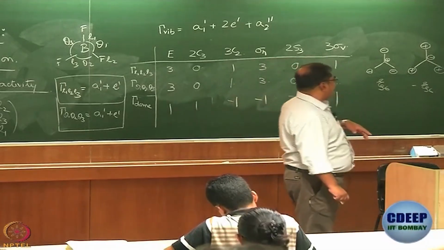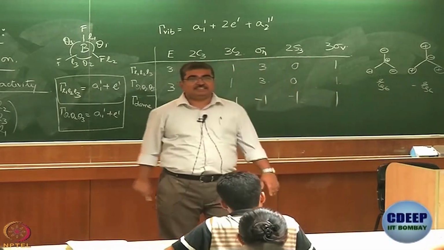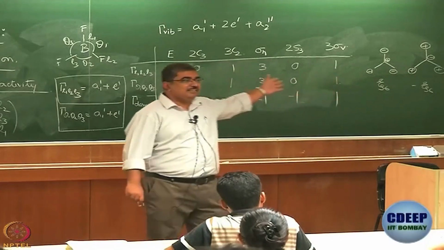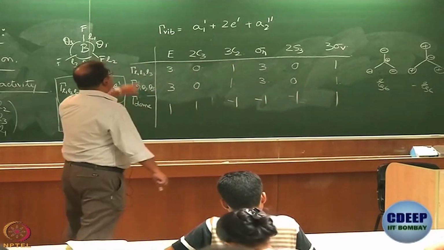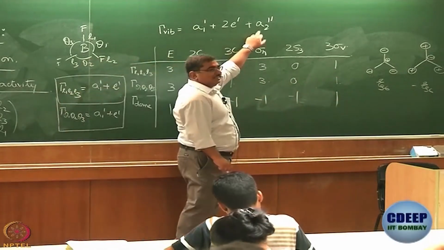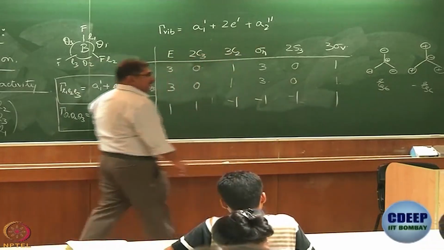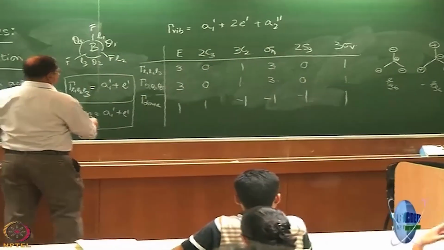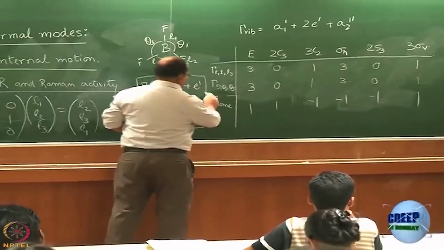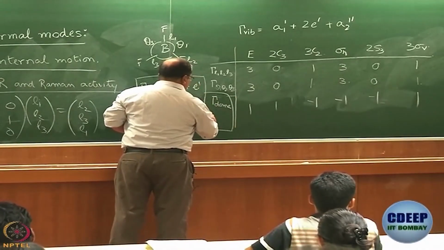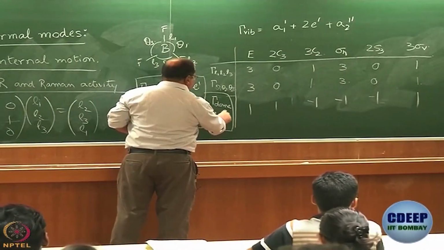Is it there? Yes? Is it there in the character table? A2 double dash, and that is the one that is not taken, do not forget. So, your gamma dome, where do I write? Is equal to A2 double dash.